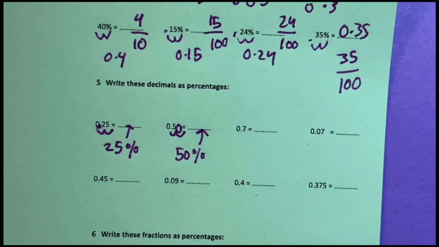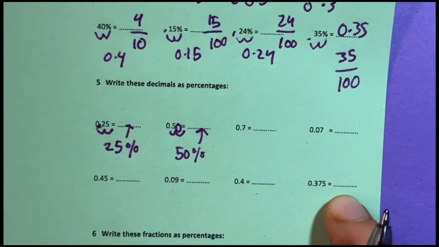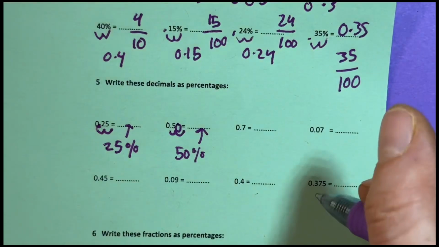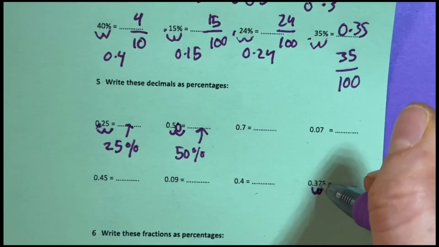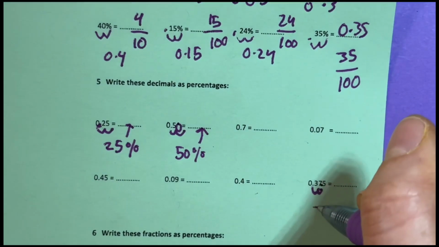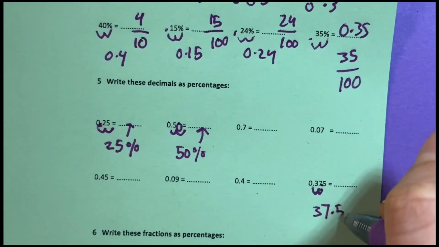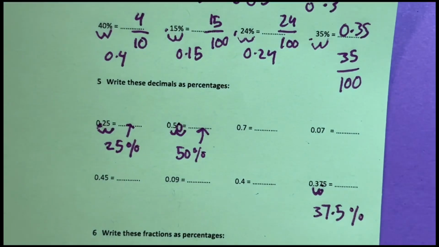So go ahead and pause, do the rest of them. And, oh, actually I'll do this one with you because this one's tricky. So 0.375. If I move this decimal over twice and there's still a number at the end, I keep that decimal where it is, 37.5, and add the percent sign at the end. So it's 37.5%. Okay, now I'll pause it and do the rest.